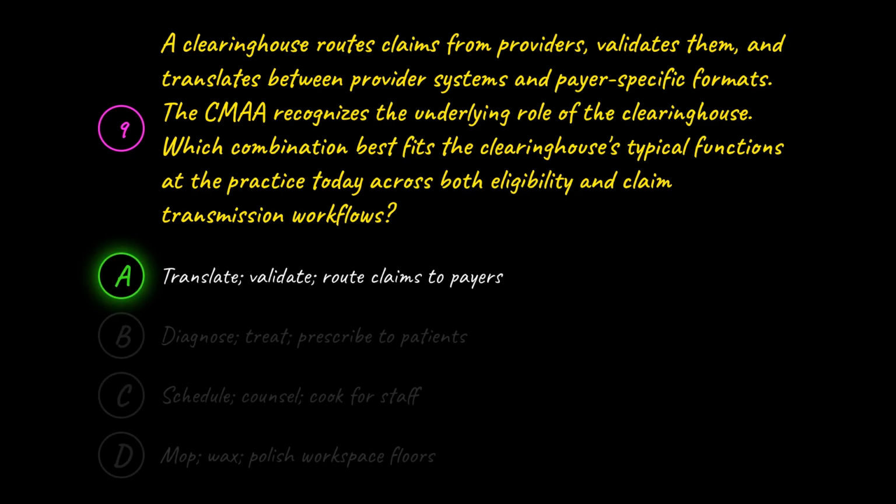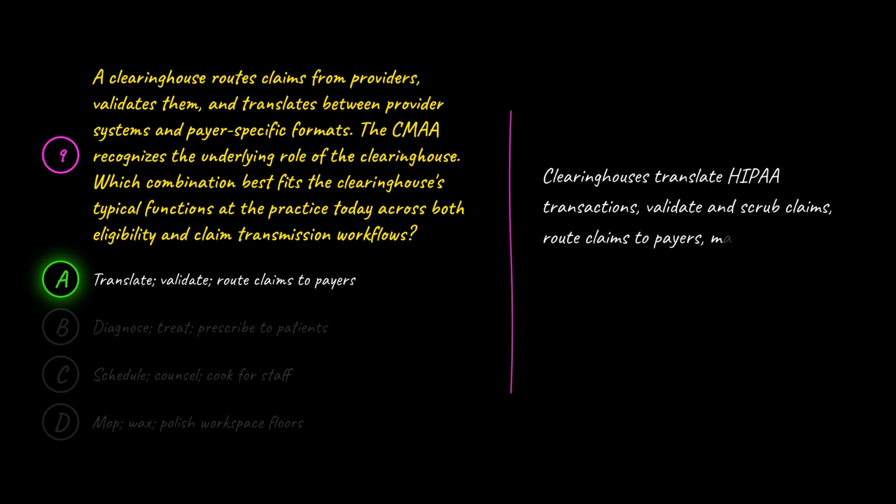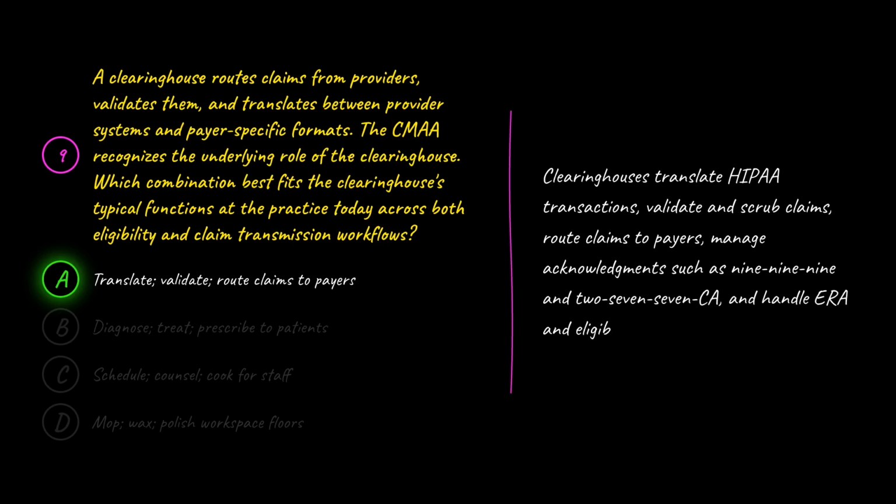The correct answer is A. Translate, validate, route claims to payers. A is correct because clearinghouses translate HIPAA transactions, validate and scrub claims, route claims to payers, manage acknowledgements such as 999 and 277CA, and handle ERA and eligibility transactions across many payer connections.